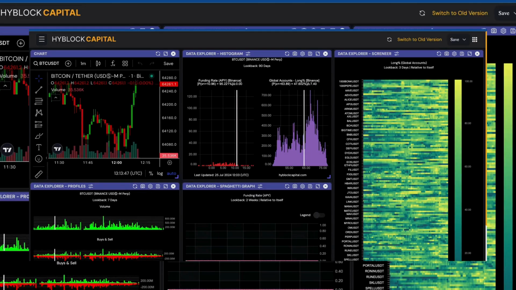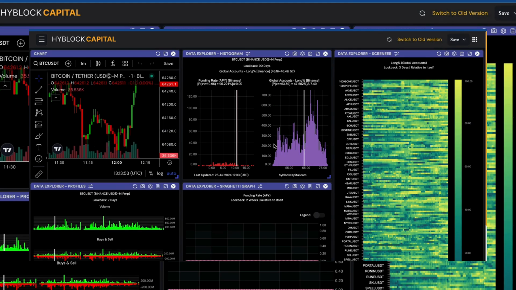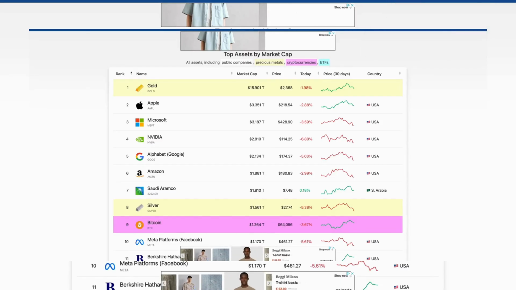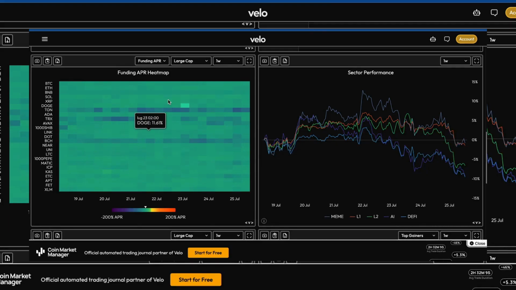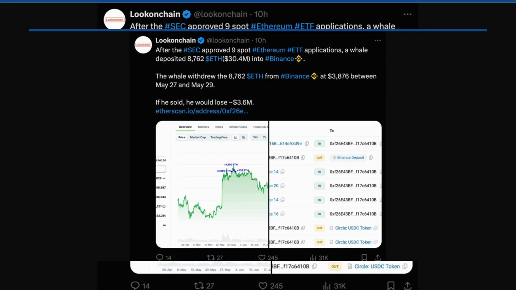Now, another important thing that we need to understand is how the market is performing in here. This is a similar application to the one we just saw on Velo, which gives us a funding APR heat map, and here it is represented for other coins as well. You can see that the percentage of longs is still stable. There is not one single direction.